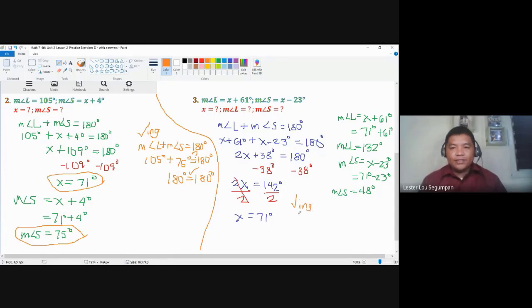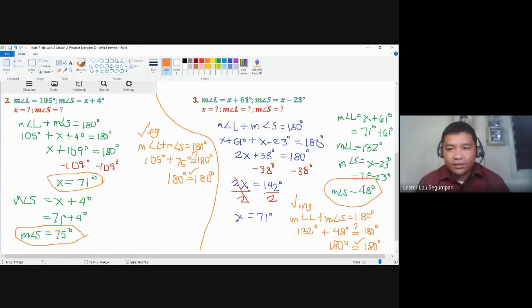The final step for this practice exercise is to make sure that the given equation for a linear pair, which is actually supplementary, will be satisfied. The measurement of angle L is 132 degrees plus the measurement of angle S being 48 degrees. Is it equal to 180 degrees? The answer, yes. And since they are equal, that would mean the measurement of angle S is correct to be 48 degrees, and the measurement of angle L is correct to be 132 degrees, with both using the value of x, which is 71 degrees.